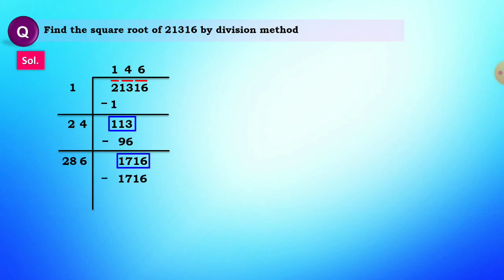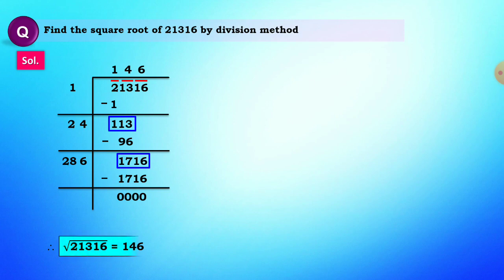Our next step is to subtract, and we know when we subtract 1716 minus 1716, we are going to get the answer as 0. And now students, since the remainder is 0, we know square root of 21316 is equal to 146. So I hope students you all have understood how to find a square root by division method.